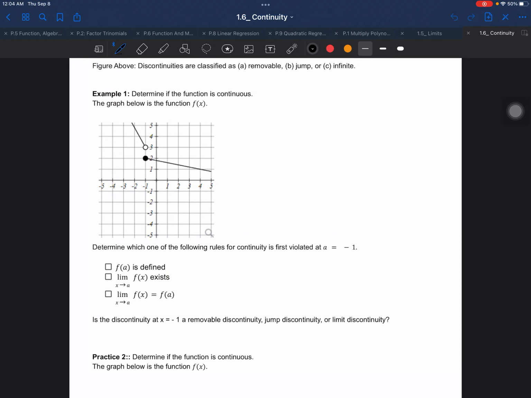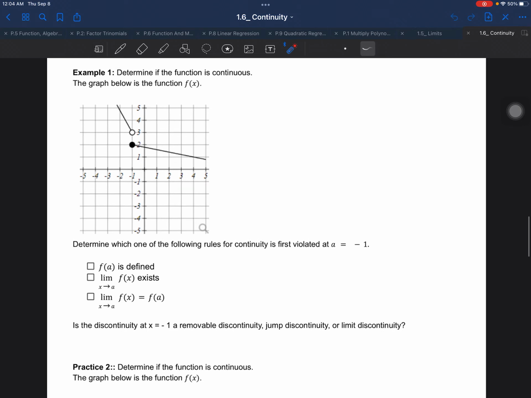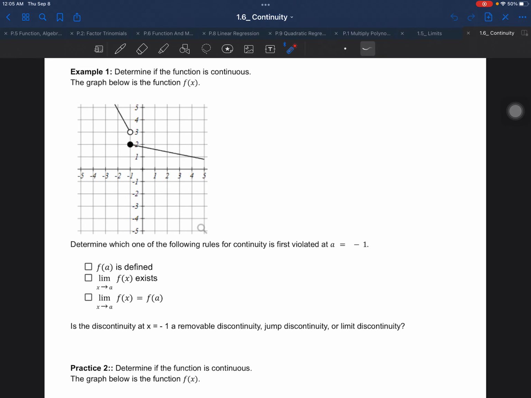All right, so let's begin with example one. In example one, they're asking us to determine if the function is continuous. The graph below is the function f of x. So pretty much what we want to check is whether it meets the three qualifications to be a continuous function. In this example, we are looking for whether the function is continuous at a equals -1.